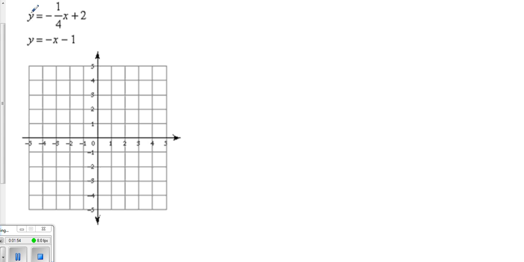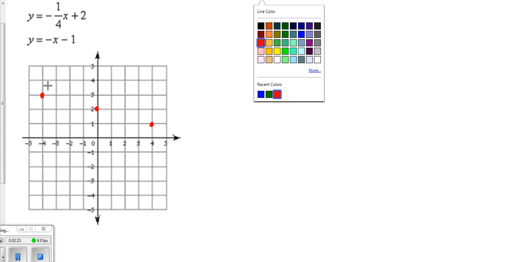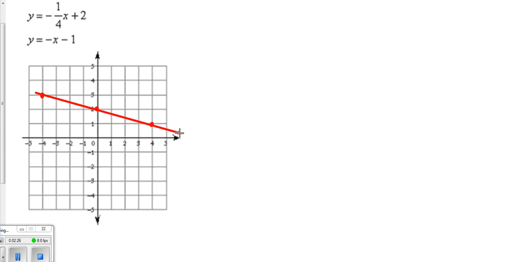In our first example, we have y equals negative 1/4 x plus 2 and y equals negative x minus 1. Let's graph the first one here using red. We'll start off at positive 2 right here. Because it's negative, we're going to go down 1 and over 4. That means we would also be able to go up 1 and left 4. And I'm going to connect those with a red line. So it would look something like this.